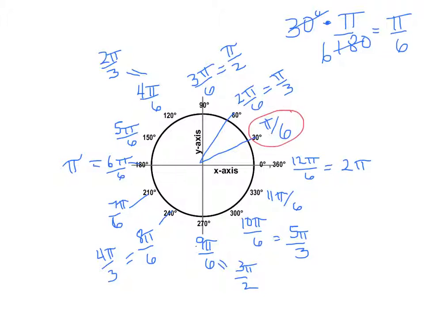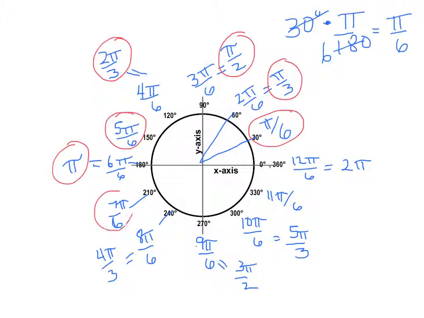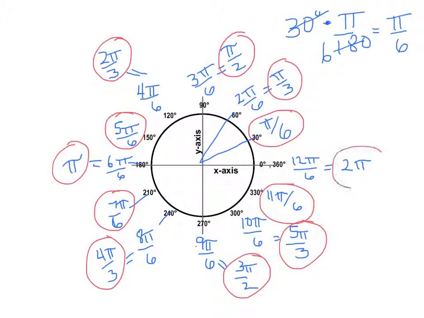We have now reduced and worked our way completely around the unit circle in increments of 30 degrees, or increments of 1/6 pi, completing at 2 pi.